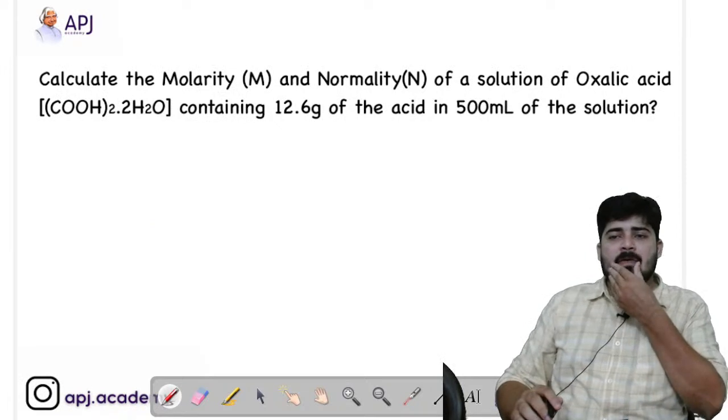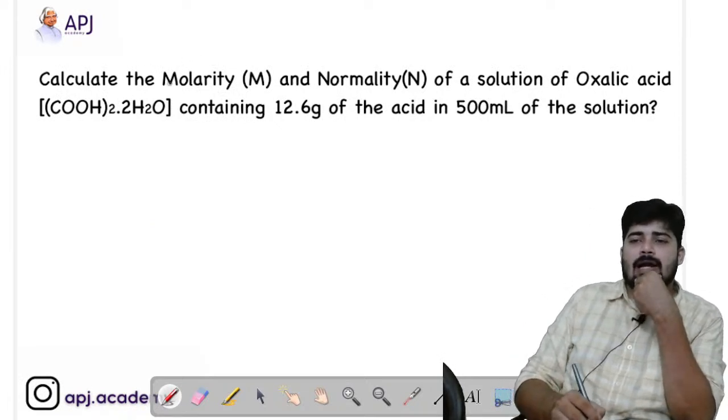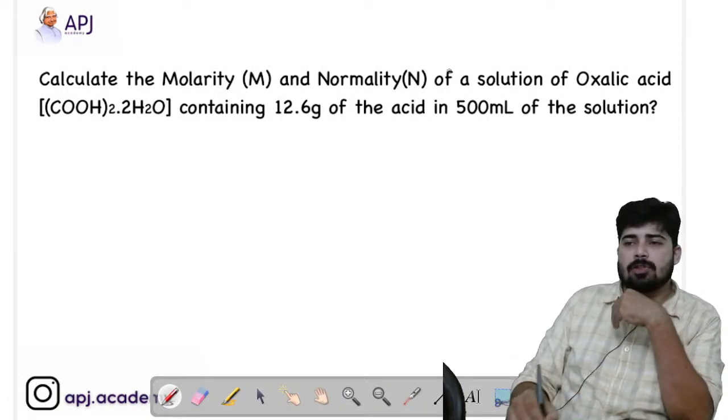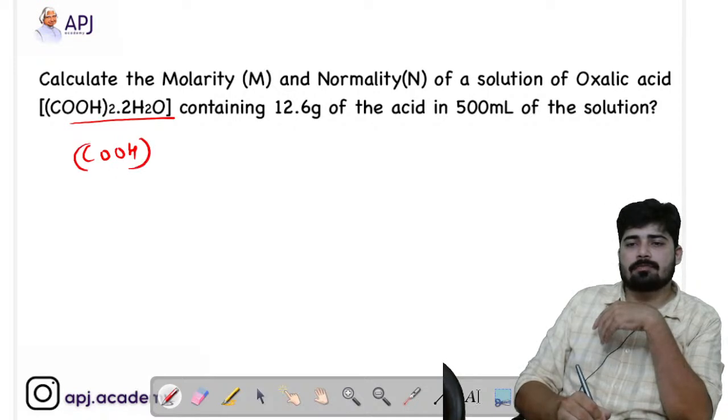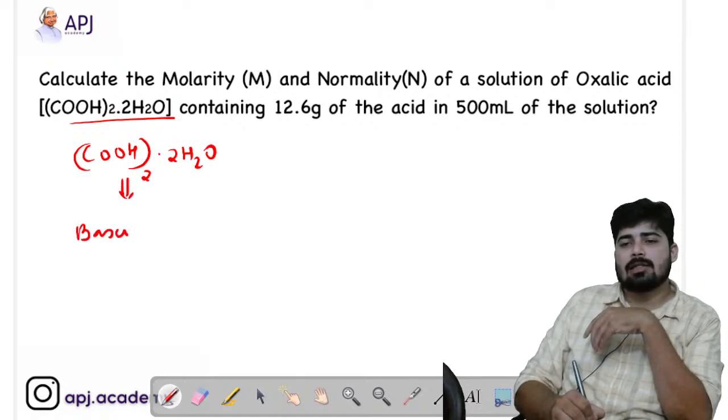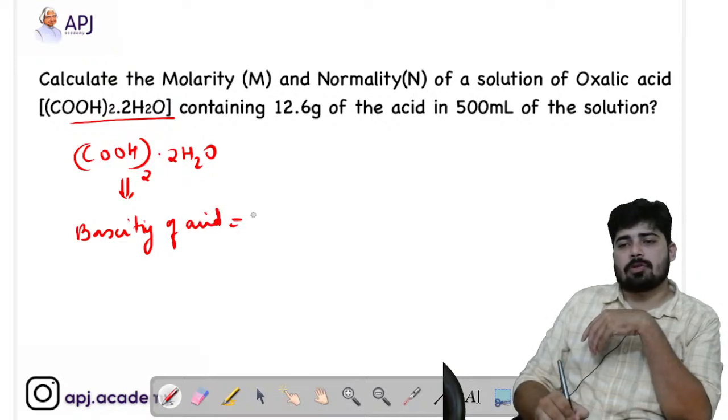Now see this. Calculate the molarity M and normality of a solution of oxalic acid. What is oxalic acid? The formula is given as (COOH)2·2H2O. Since it is an acid, we find out the basicity of this acid, that means how many H plus ions, which is the valency factor. The basicity of the acid is equal to 2.